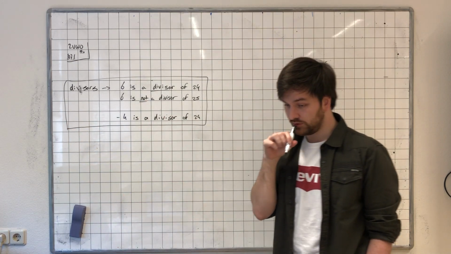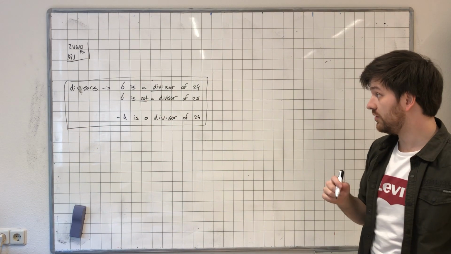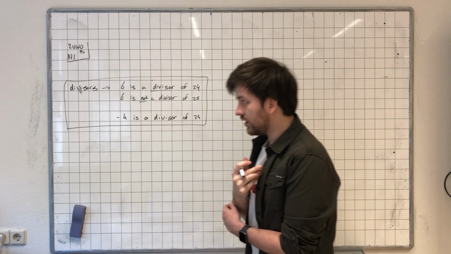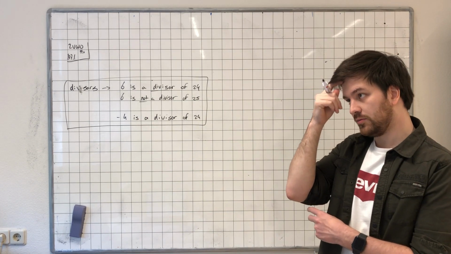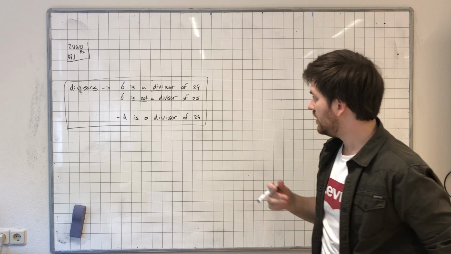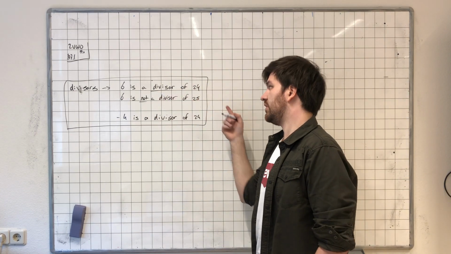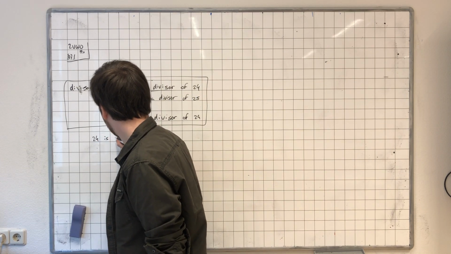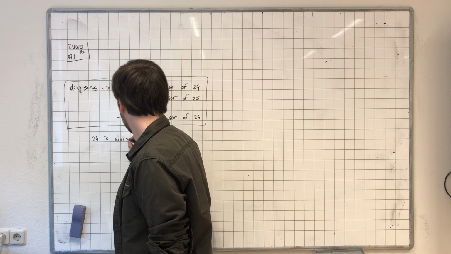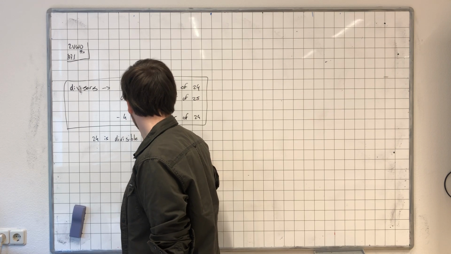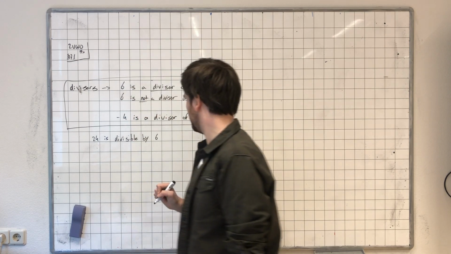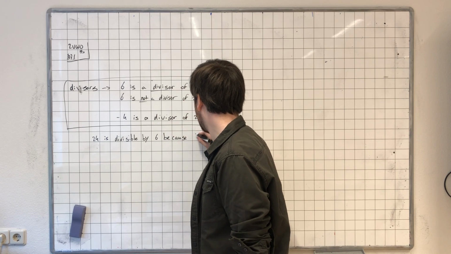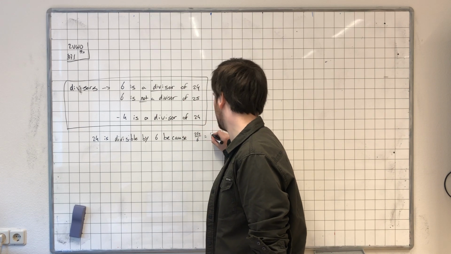A word which you will encounter a lot when working with divisors is the word divisible. And if you know what divisors mean, divisible is usually not that hard either. 6 is a divisor of 24, which means that 24 is divisible by 6, because 24 over 6 is 4.